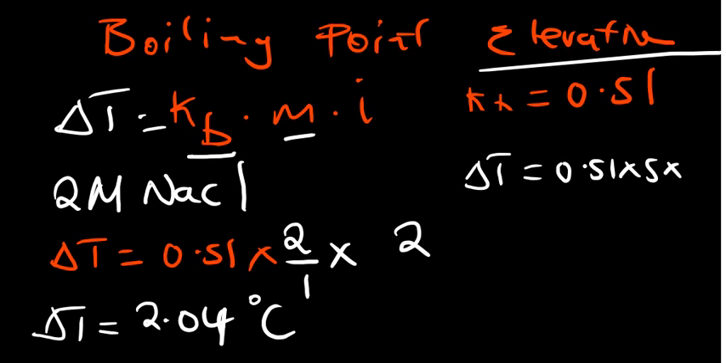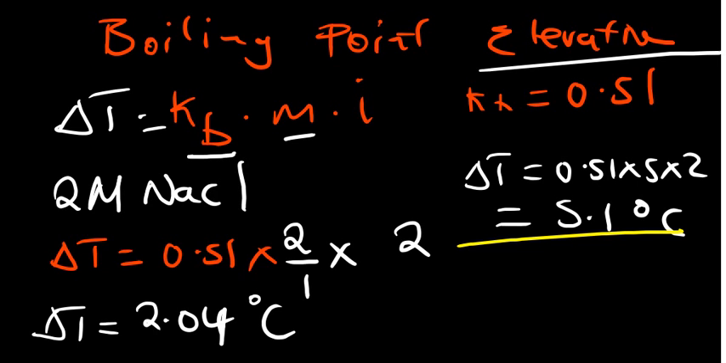Then, of course, we know the Van't Hoff factor is the same because we're talking about salts of the same sort. So that is going to be like 10 multiplied by 0.51, because 5 by 2 is 10, so we have 5.1 degrees Celsius. So the more salt you have, the more difficult it actually is for you to do what? To boil that solution.